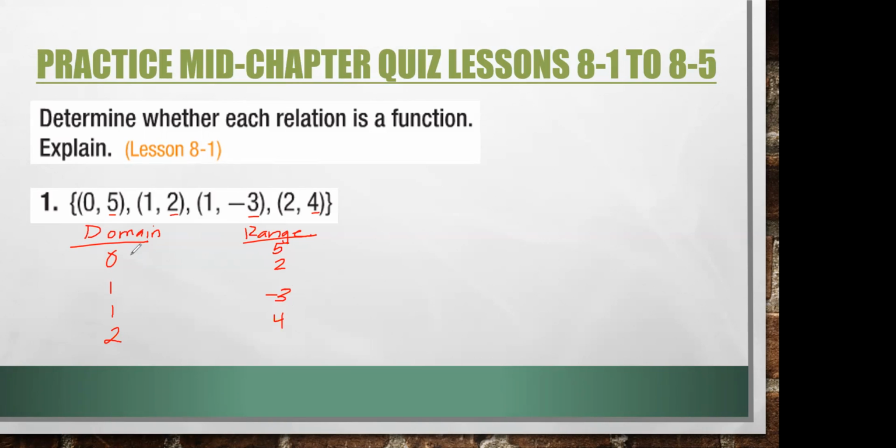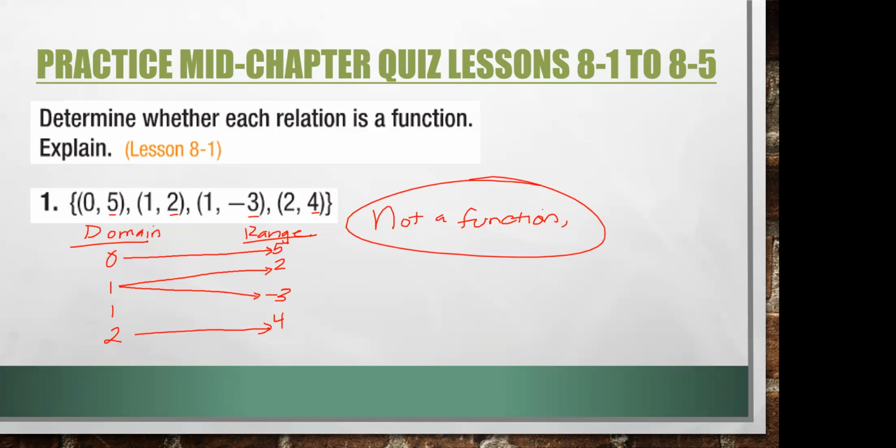So 0 matches to 5, 1 matches to 2, but it also matches to -3, and then 2 matches to the 4. So this would not be a function, because one element from the domain matches with 2 different elements from the range. So this is not a function.